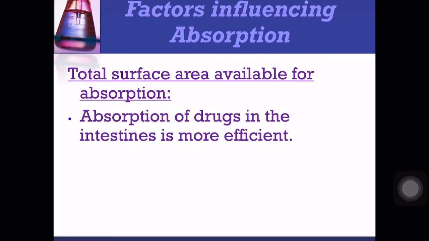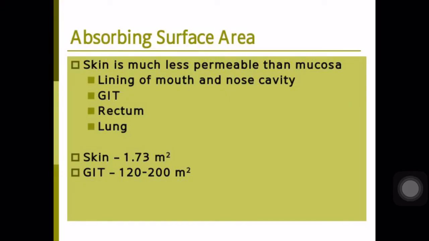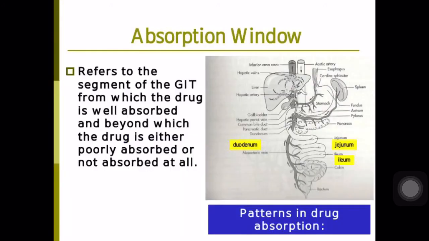Now, for the total surface area available for absorption, magandang absorption sa intestine because mataas ang surface area niya because of the presence of microvilli. In your skin, less ang absorption because 1.73 meters squared lang ang kanyang surface area compared to your GIT na umaabot ng 200 meters squared.